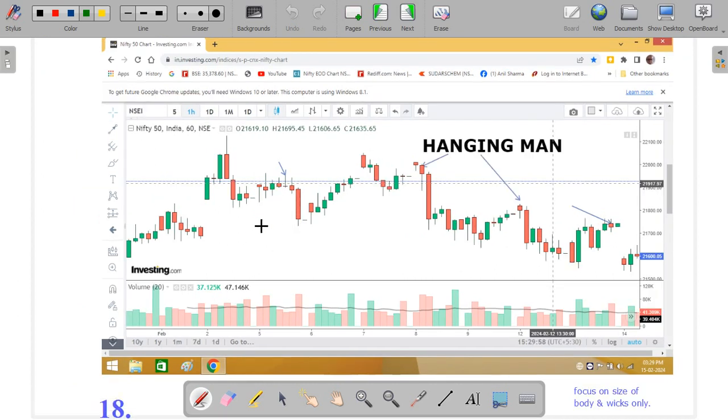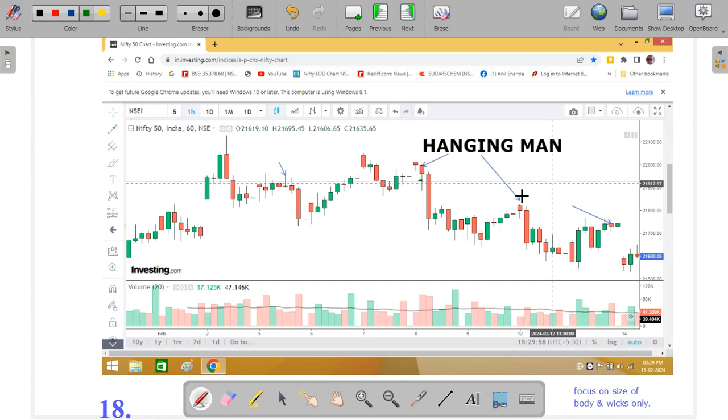Now we see a hanging man. Hanging man means what? Again, you see I am marking 2-3 things. In a hanging man, this is 50%. The body is formed over 50%. It is like a man who is hanging. There may be a small wick, there may not be a small wick, but the lower wick is actually twice the size of the body.